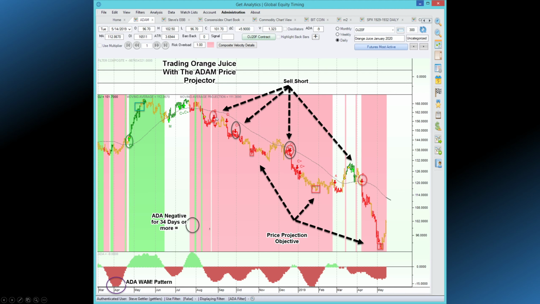The other signals that we see on this chart, there are two more, did not fulfill 34 days of being negative. However, there are some other patterns that we use around the accumulation distribution alert oscillator that will help us take additional trading signals, and we'll talk about those in the next part of this series on orange juice, part 2.